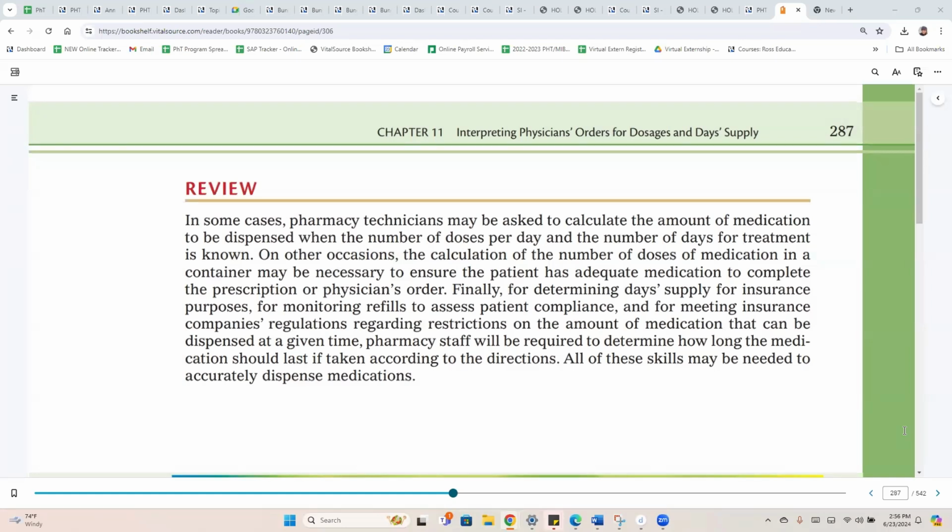All of these skills may be needed to accurately dispense medication. And this is, again, something that you're going to do quite a bit. So definitely make sure you have this chapter down by checking out all the different practice problems you have available to you.